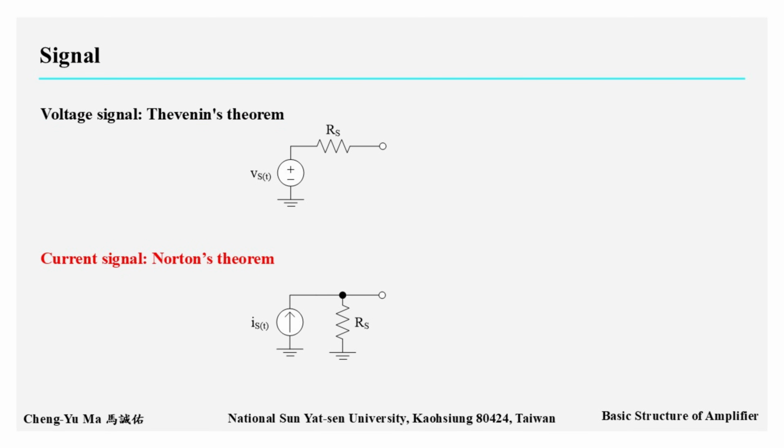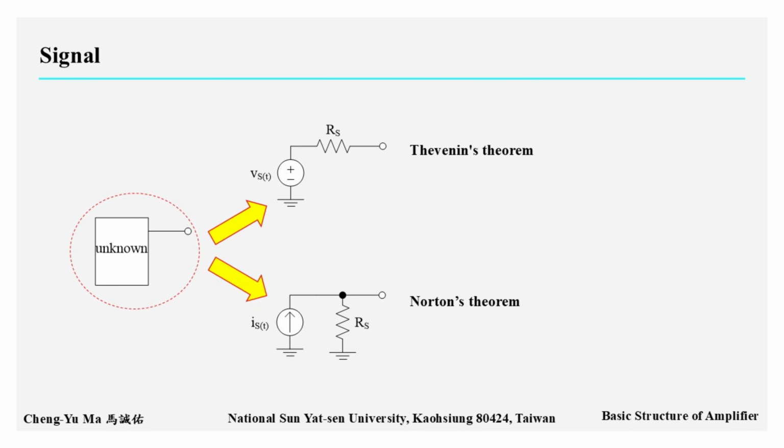If a current signal source is used, its equivalent circuit model is a current signal source, Is, connected in parallel with a signal resistance, Rs. This is called the Norton equivalent circuit. Any unknown signal source can be modeled as both a Thevenin equivalent circuit and a Norton equivalent circuit. In other words, the Thevenin equivalent circuit and the Norton equivalent circuit can be converted into each other, so they are equivalent circuits.